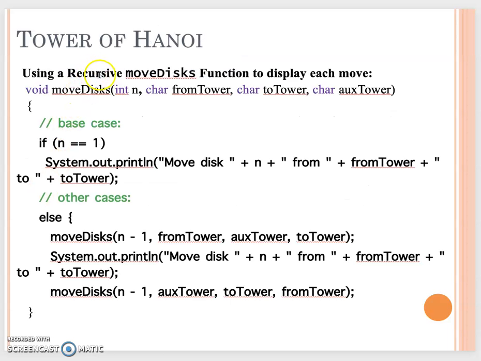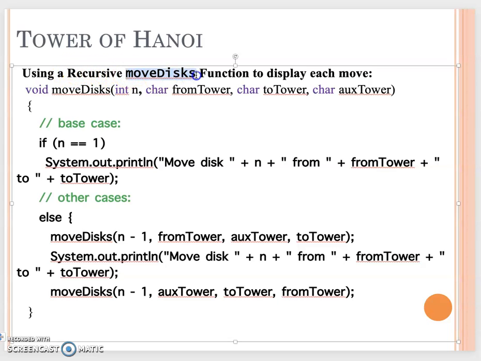Just like we said earlier, our recursive function is called move disk. You have 4 arguments. The first argument is how many disks. The second argument is the front tower. We're just using a character to represent that. Then we need to pass the 2 tower and the 6 tower. In this function, it won't return anything. It will be a void function because we only display some information.